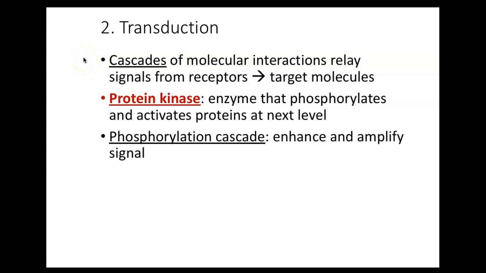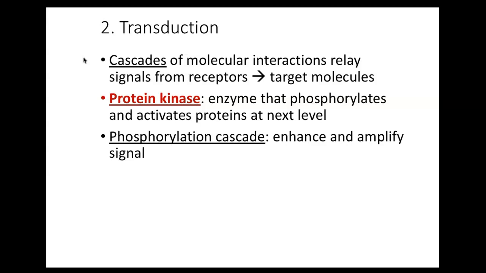We've heard of transduction before, and this is really confusing because we use the word transduction to describe when a bacteriophage virus infects a bacterial cell and basically inserts its viral DNA into the host genome, therefore changing the host genome. That is called transduction. So I wouldn't forget that.